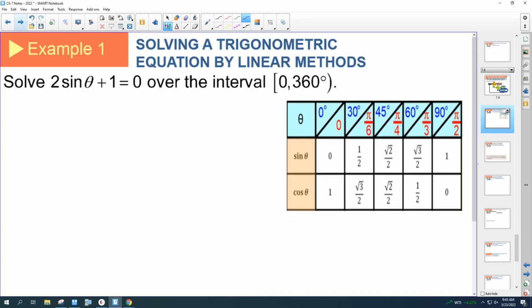Let's look at an example. Number one, when I look at this problem, I only see one variable term. You've got sine theta, there's only one theta, there's only one variable term, so I'm definitely going to isolate this.